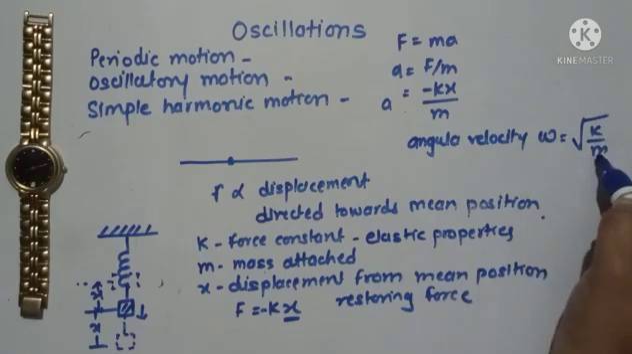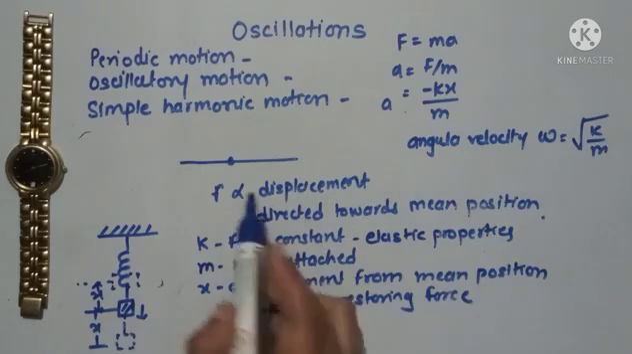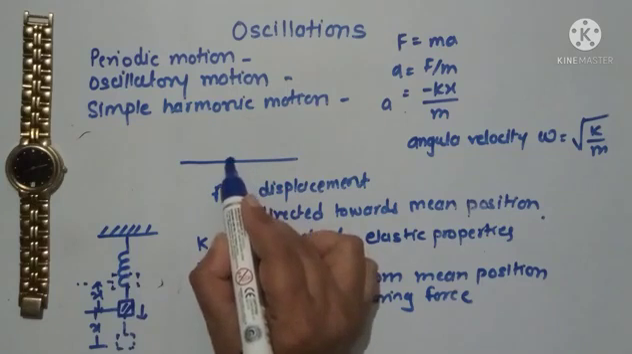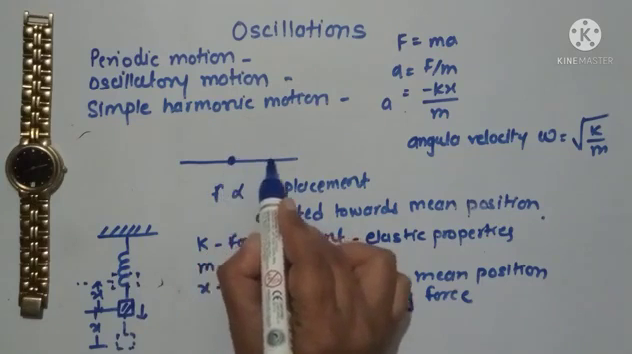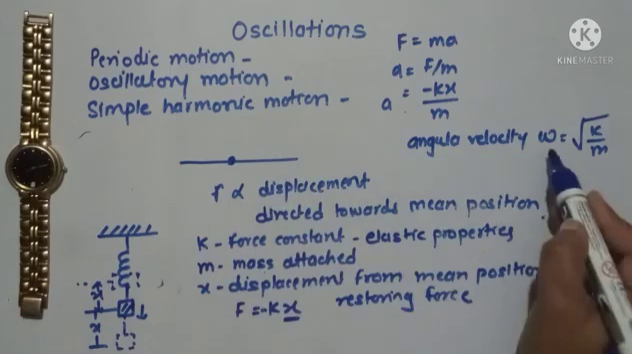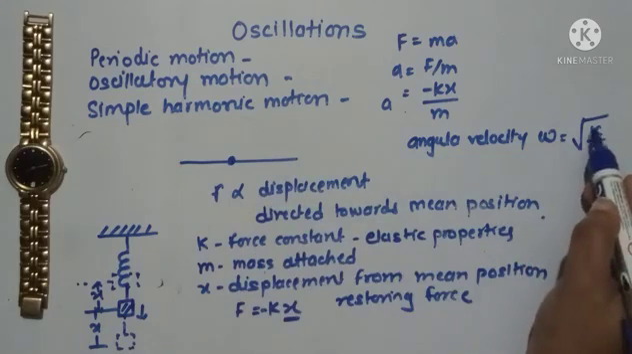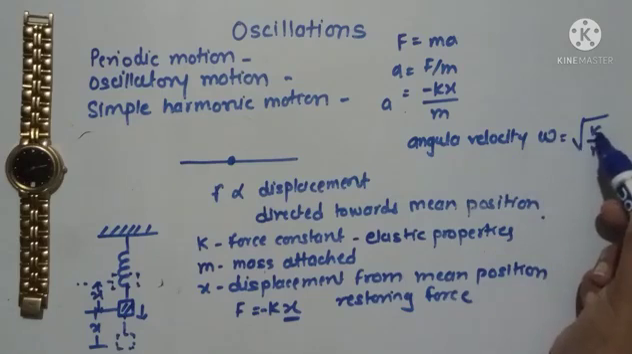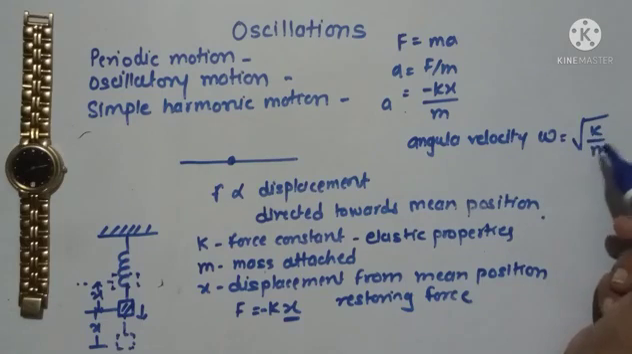But it is inversely proportional to the mass, because see here, if this object is having more mass, its angular velocity will be smaller, because if the object is heavier, it will take more time to reach a particular displacement. So this omega is inversely proportional to the mass, but directly proportional to the force constant. Therefore we have defined a new entity called the angular velocity omega, which is directly proportional to the force constant, and inversely proportional to the mass.